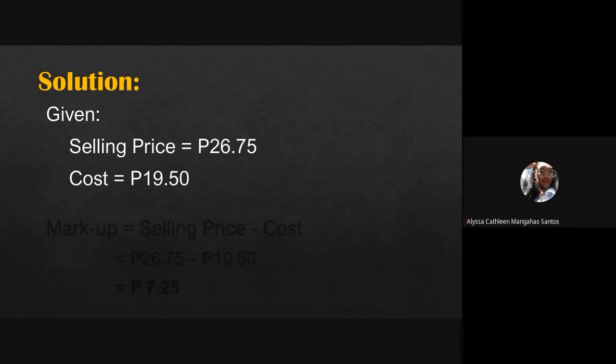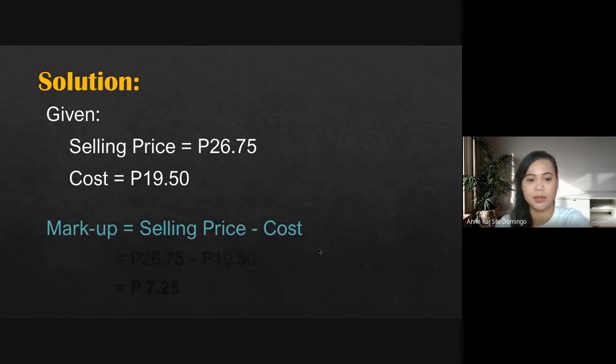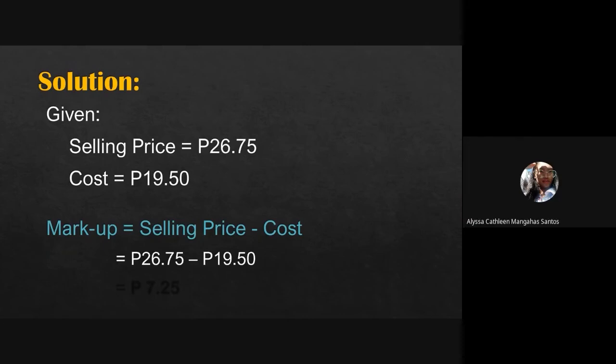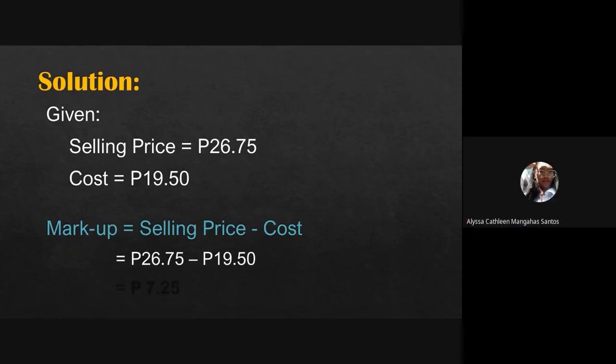Selling price minus cost po. Okay, so we just get the difference. Markup equals selling price minus cost. So 26.75 minus 19.5. The answer is, what is our markup here? 7.25 po. Yes, very good.